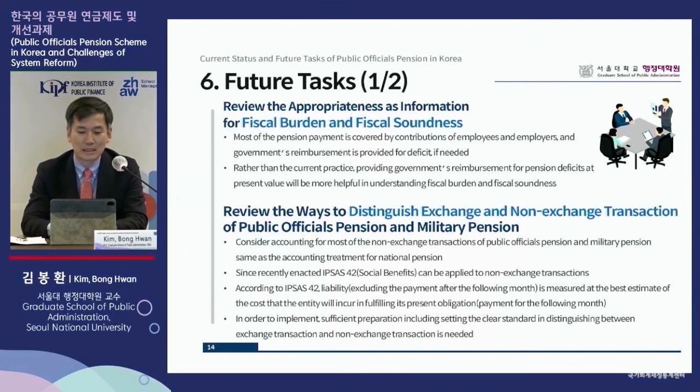Second, we need to find ways to distinguish exchange and non-exchange transaction of public pension. Currently, Korean pension recognition depends on the exchange transaction, but as we discussed, we have both characteristics. Recently IPSAS 42 was enacted, and that can be applied to the non-exchange transaction. For the exchange transaction, maybe we can stick to the current recognition method. If we decide to separate exchange and non-exchange transactions, we need sufficient study and preparation on a standard or estimation method to distinguish them.